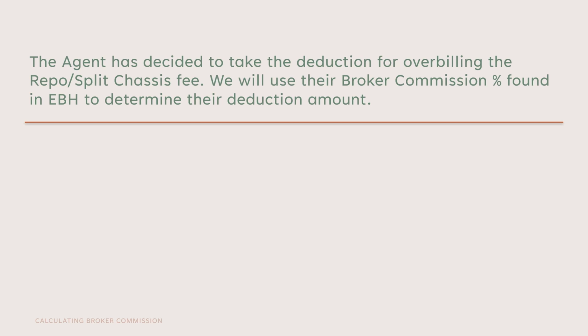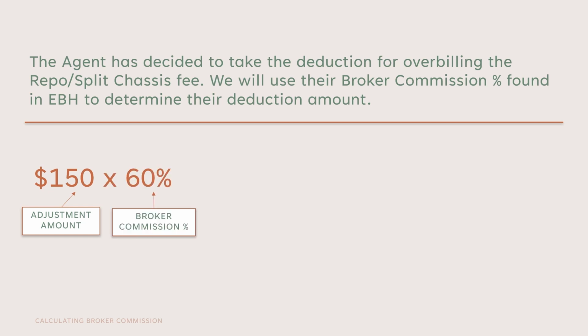The agent has decided to take the deduction for overbilling the repo split chassis fee. We will use their broker commission percent found in EBH to determine their deduction amount. So we're going to take the $150, which was one of those repo split chassis fees, and we're going to multiply it by 60%, which was the broker commission percent we found in EBH, and it'll give us a $90 agent deduction. So because we have decreased the revenue by $150, we multiplied that by their payout of 60%, and that's how we got our $90 agent deduction.